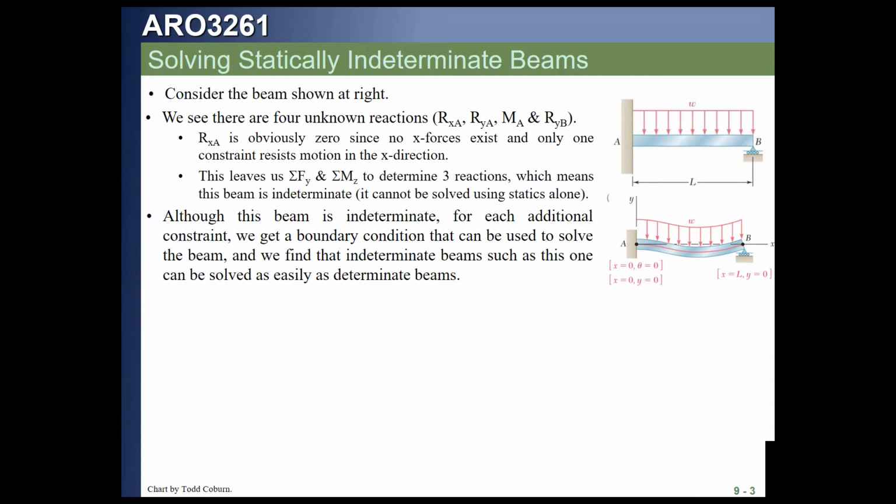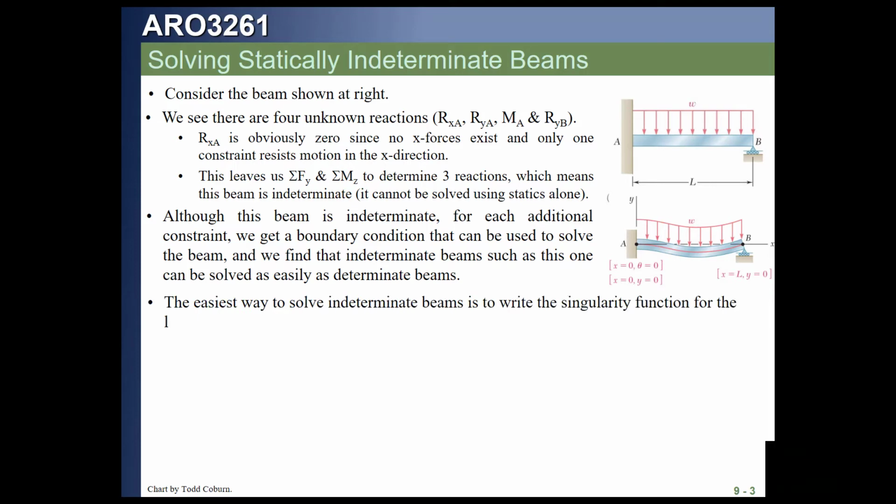The lower one shows our reactions at x equals 0. We know that our slope is 0 because of the wall, and our vertical deflection is 0, as is our horizontal deflection, which we already accounted for by inspection. We see at the right end that our vertical deflection is known to also be 0. We're going to use those knowns to solve this beam.